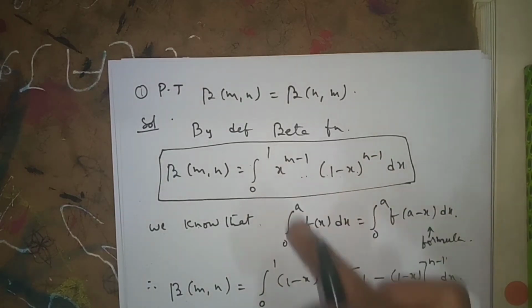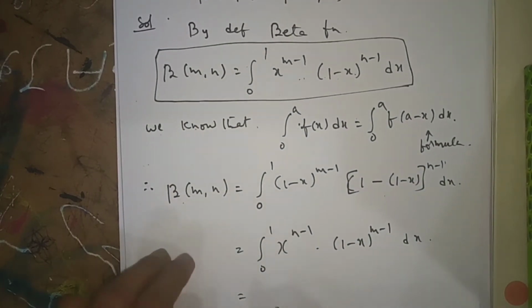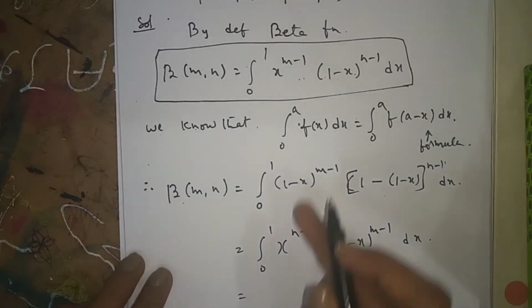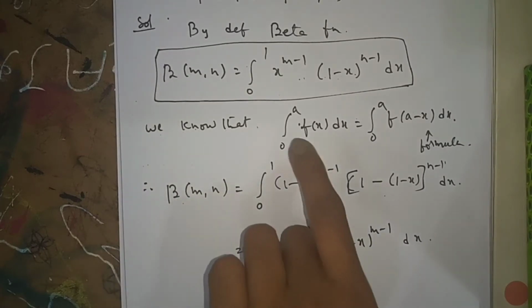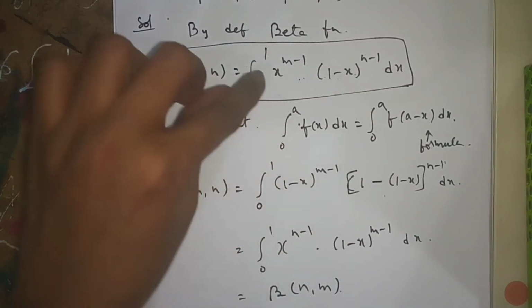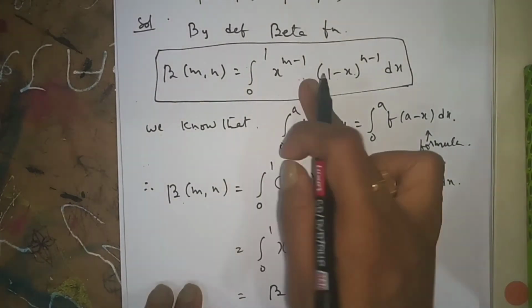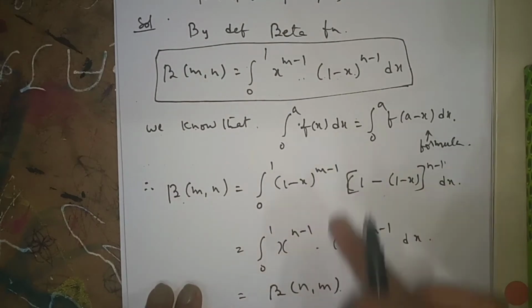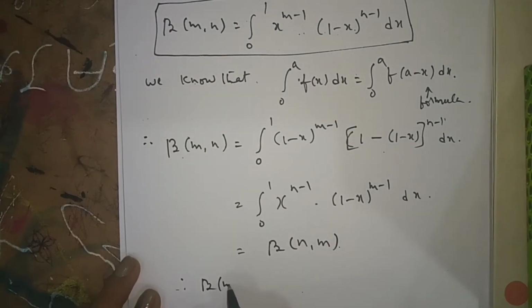This is quite the opposite: in place of m, n is there, and in place of n, m is there. That's why it is beta of n comma m. Once again, wherever x is there, in place of x, 1 minus x. Now the limit is 0 to a, here the limit is 0 to 1. In place of x, a minus x is there; in place of x, 1 minus x we are writing. In place of m, n is there, in place of n, m is there. Therefore, beta of m comma n is equal to beta of n comma m.